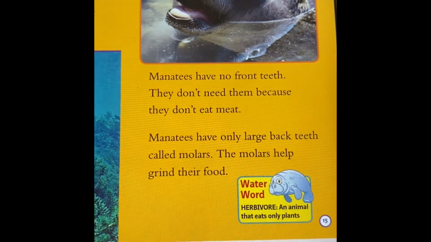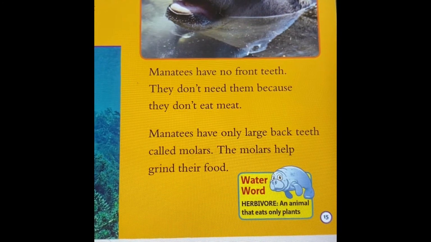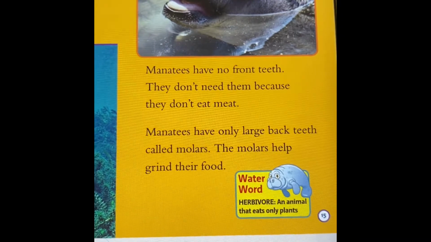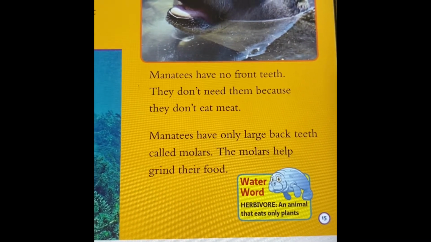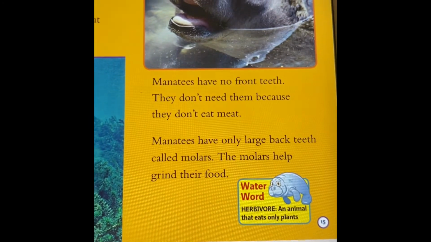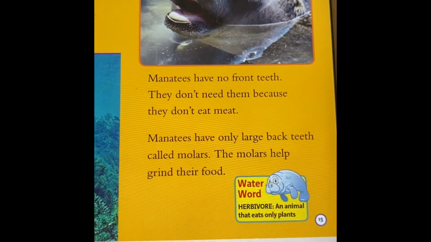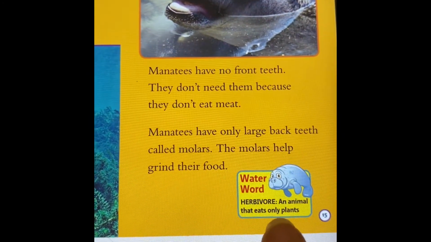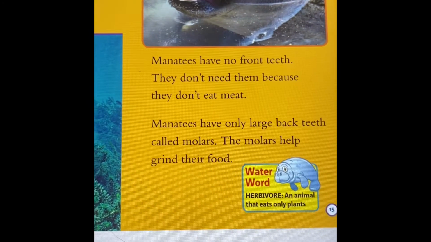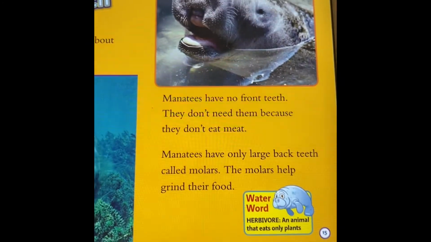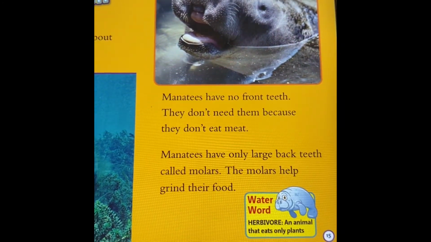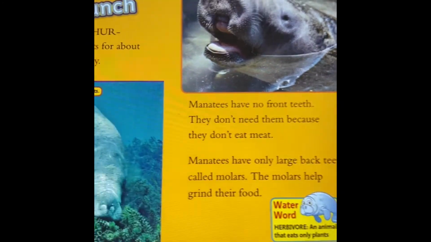Manatees have no front teeth. They don't need them because they don't eat meat. Manatees have only large back teeth called molars. The molars help grind their food. And right here, our water word, just like I said, is herbivore, an animal that only eats plants. Can you imagine if you didn't have front teeth? How weird would that be?